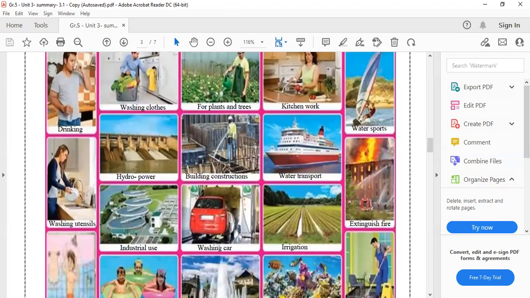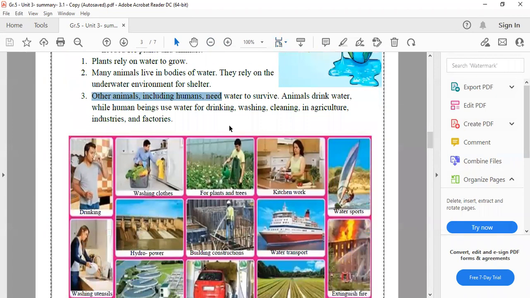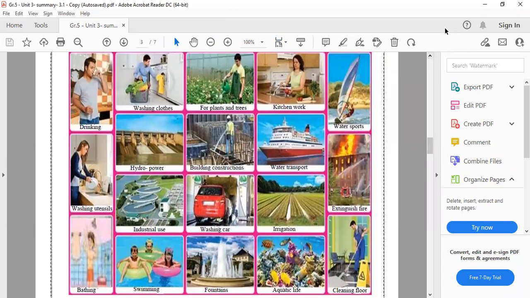Can you see all these are uses of water by humans? So can anyone give us some examples of water uses for humans? Come on, guys, I need someone to help me. From this picture, I need you to tell me some examples of water uses.